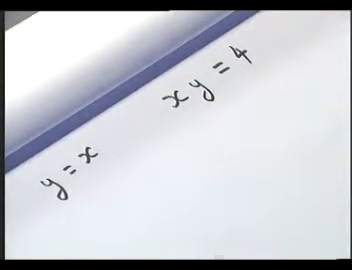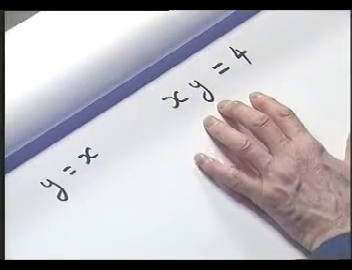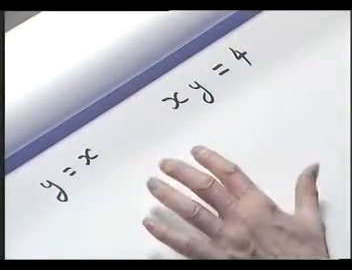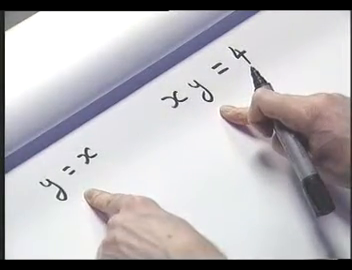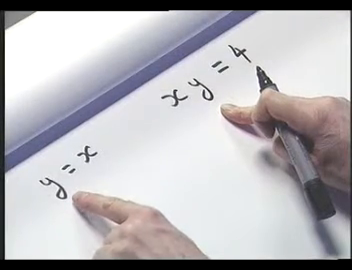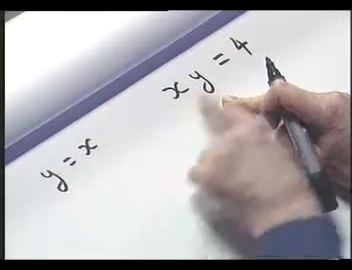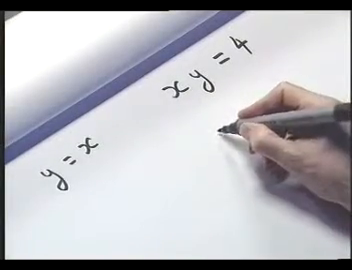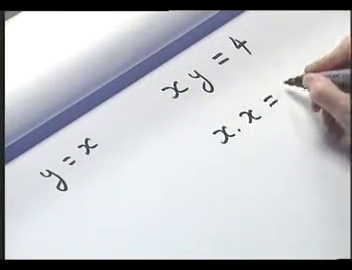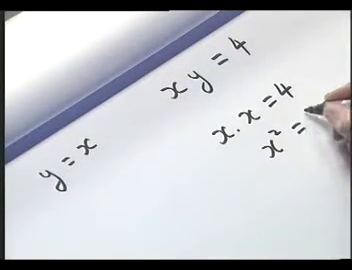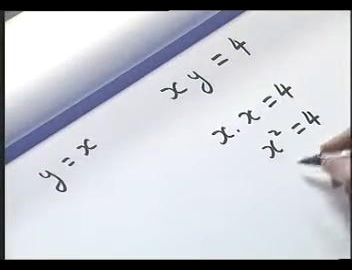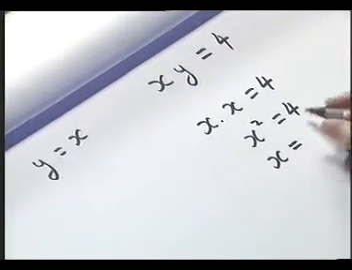Now, where does this line meet this curve? That's what we're asking ourselves. Where does the normal intersect the curve? At the points of intersection, both of these equations are true at the same time. So that means I can take the value of y, which is x, and substitute it into here. So therefore, I have x times x equals 4 at these points. In other words, x squared is equal to 4. And if I take the square root, that will give me the value of x.